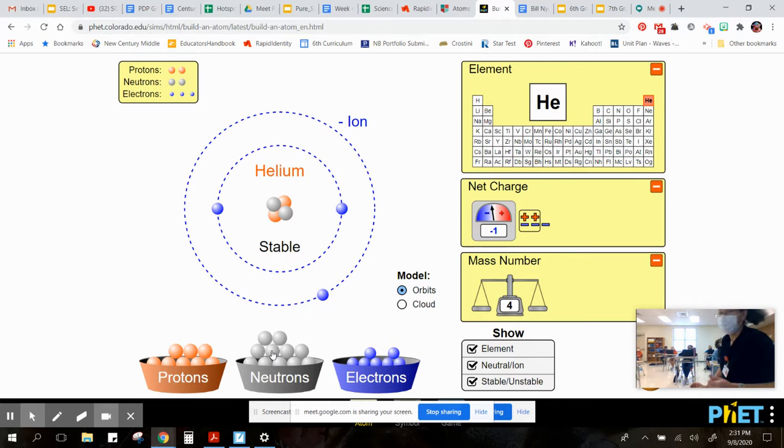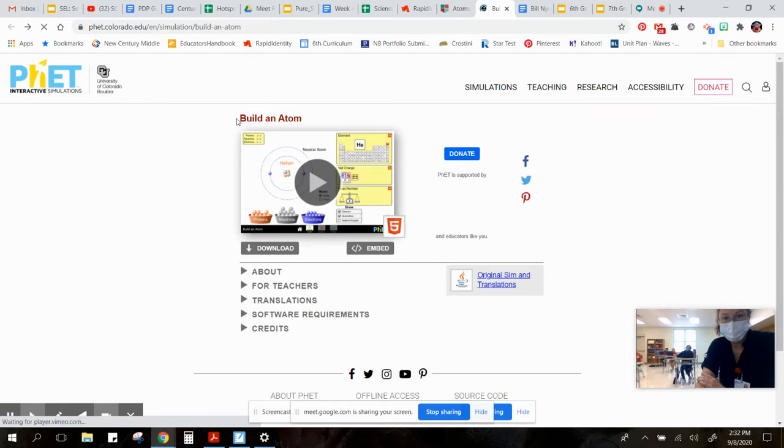Questions so far? Okay, so you're going to play around with this. Looking at the element on the periodic table, its charge, which this one is a negative charge because it's got one more electron than it does proton. You're going to look at, is it stable or unstable? This one's stable until I start adding more neutrons. Now it's unstable. Or I take away some neutrons. Now it's unstable again.